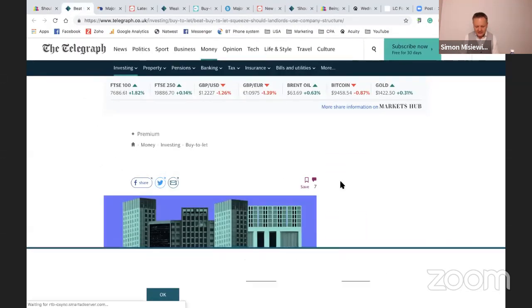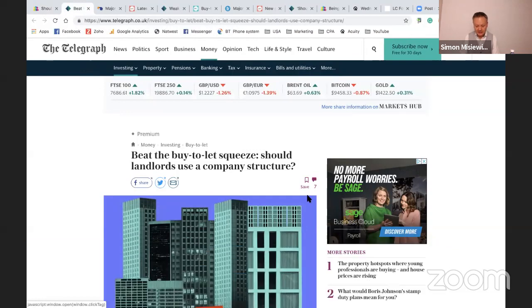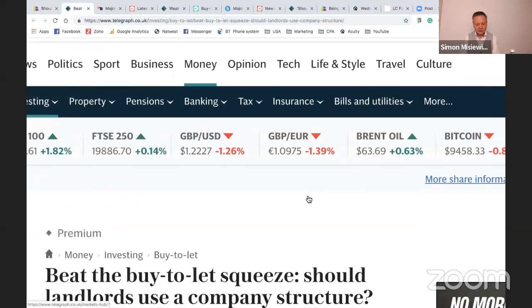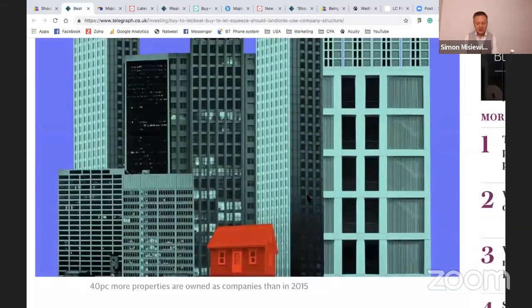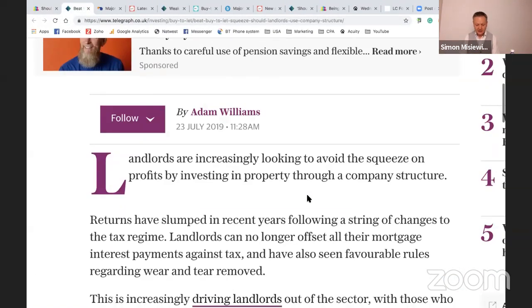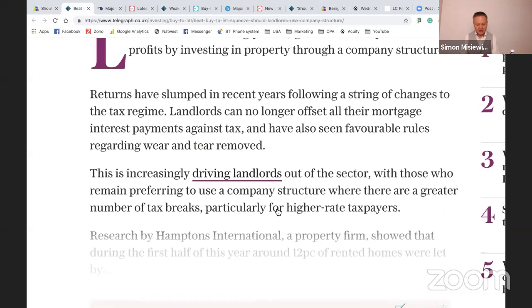The next one is, again, the same news in the last 7 to 10 days has been around should you use a limited company structure. So again, another article written by the Telegraph has been citing this limited company structure as well. And if you look at this, there was talk about returns having slumped in recent years. But another point is that the limited company structure, because of the tax breaks, is specifically used by high rate taxpayers.